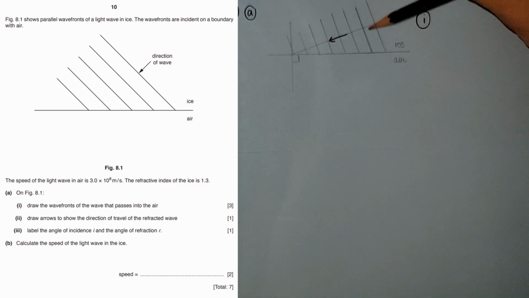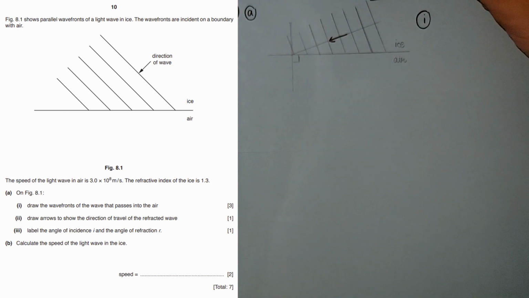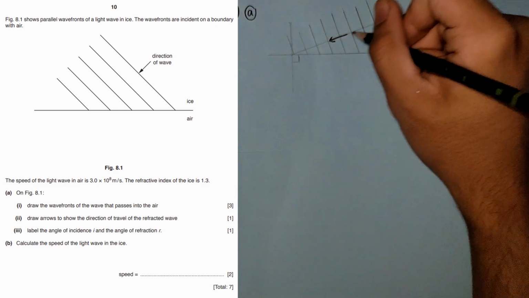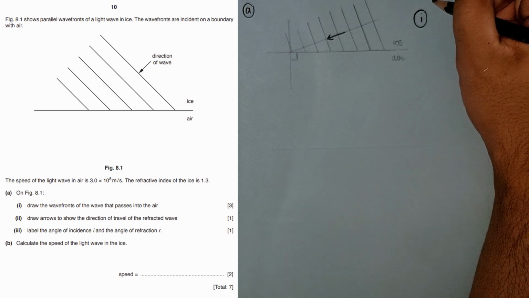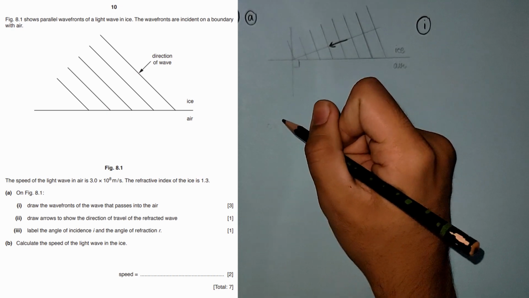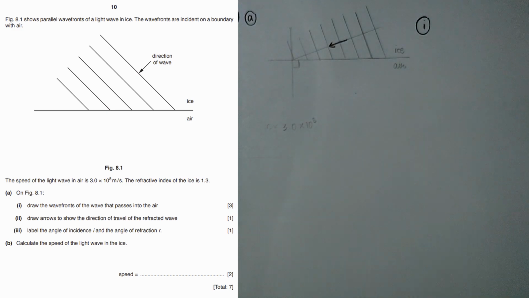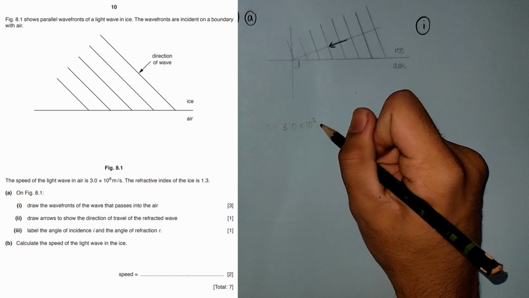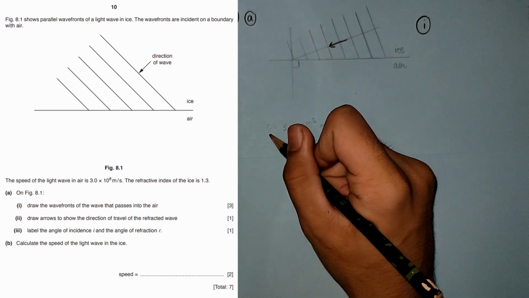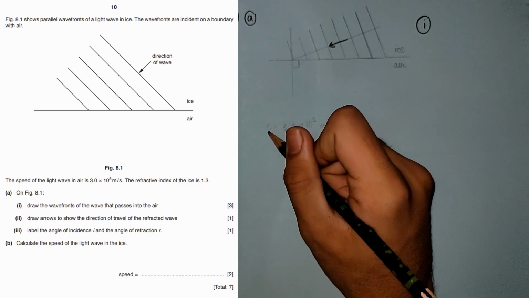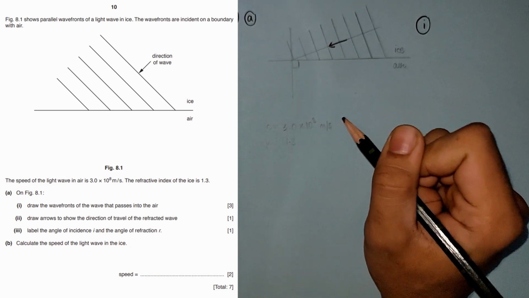We have a light wave that is going like this in the direction of the arrow. I have drawn the arrow because these are the wave fronts. So this over here is a light wave. Now, we have been given the speed of light, which is c equals 3.0 into 10 to the power 8 meters per second. And we have also been given the refractive index. So, I'll just write refractive index indicated by mu, which is 1.3.